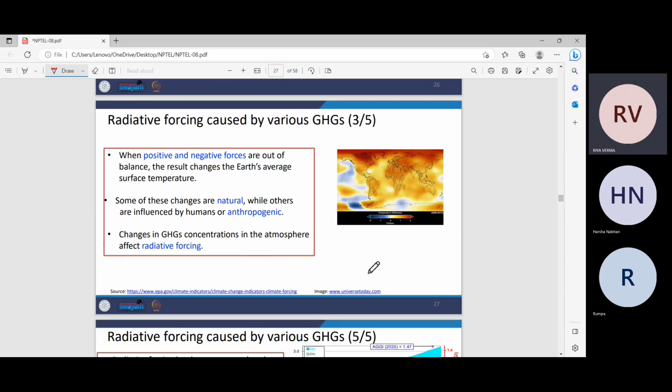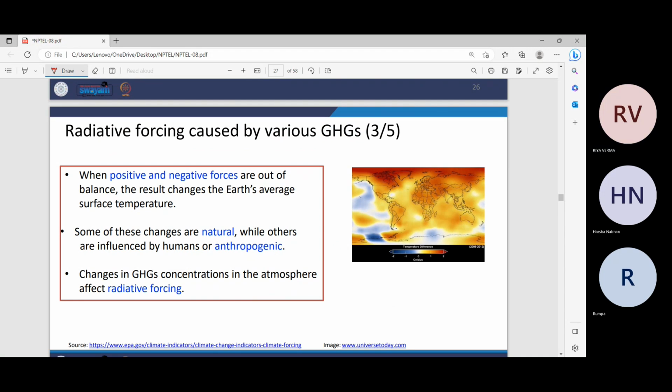So, when these positive and negative forces are out of balance, the result is a change in the Earth's average temperature. Because at certain places we have negative, like these blue portions in this picture.